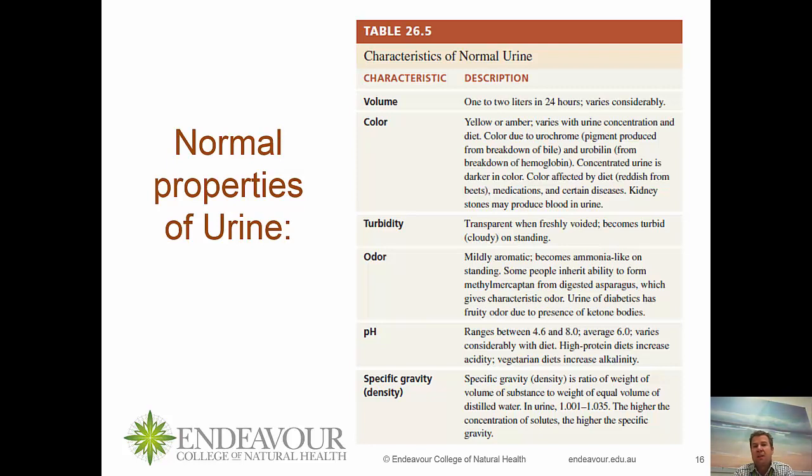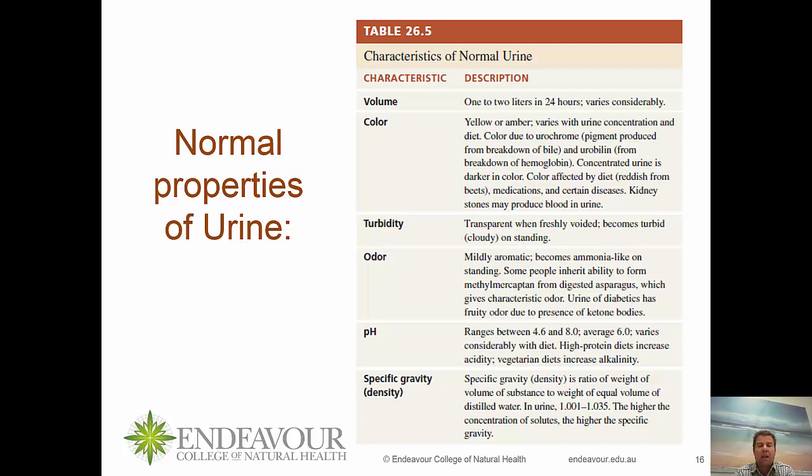Certain pathologies can be hinted at with the odour of it, so diabetics have a fruity odour to their urine because of the presence of the ketone bodies. pH, as we said, is usually acidic, ranges from right down to 4.6 and can go right up to 8, but normally around the 6 range, fairly acidic.